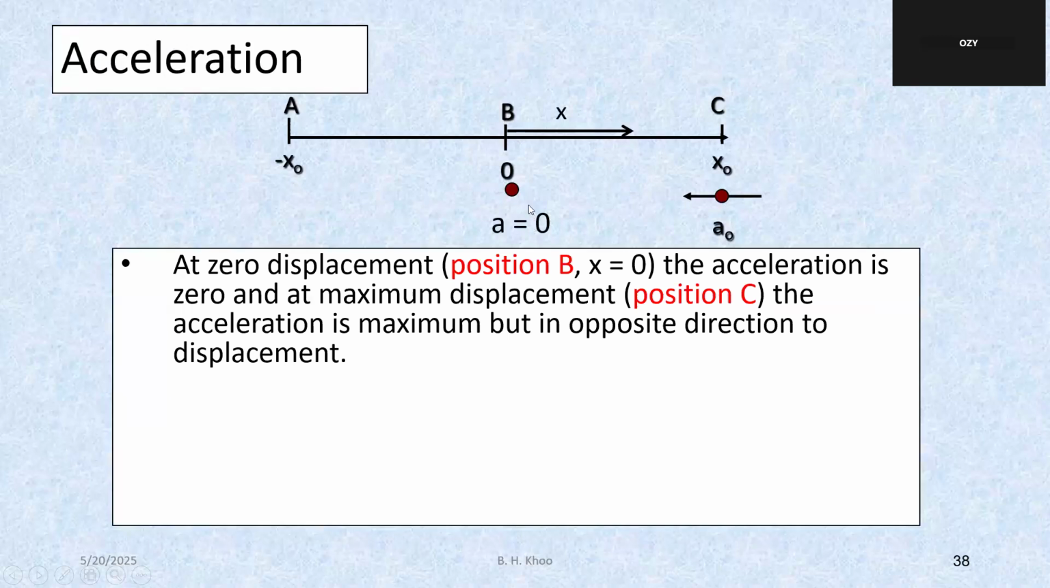Right? At zero displacement, position B, x equals zero, the acceleration is zero, and at maximum displacement C, the acceleration is maximum, but it's opposite to the displacement. Right? There's a positive x displacement, that's a negative acceleration, so the acceleration decreases to zero. Okay, in this part there is negative displacement, so the acceleration is positive.